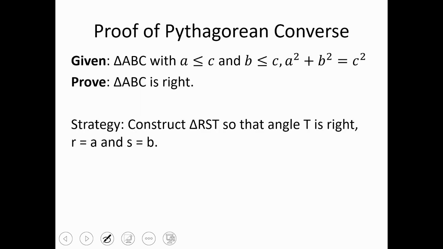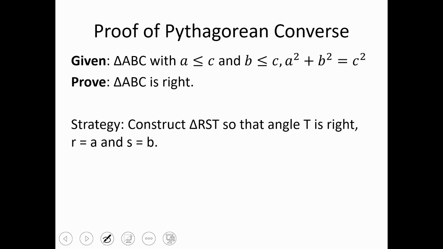So here's the official setup for the proof of the Pythagorean converse. We have a triangle ABC with c at least as great as a or b, that is, a less than or equal to c and b less than or equal to c. We're also given that a squared plus b squared equals c squared. We are able to prove that the triangle ABC is right. The proof that we will give is essentially Euclid's proof.